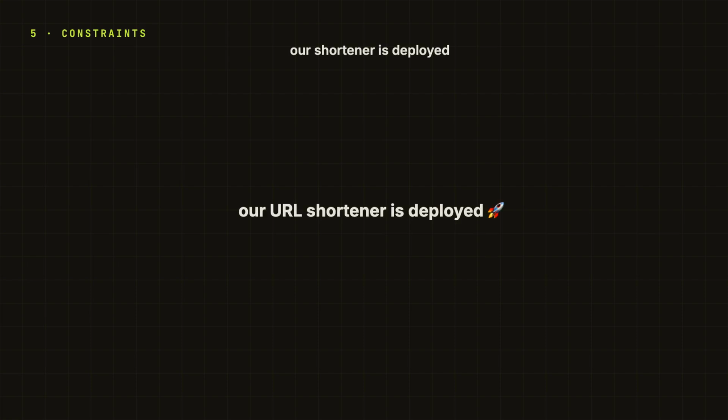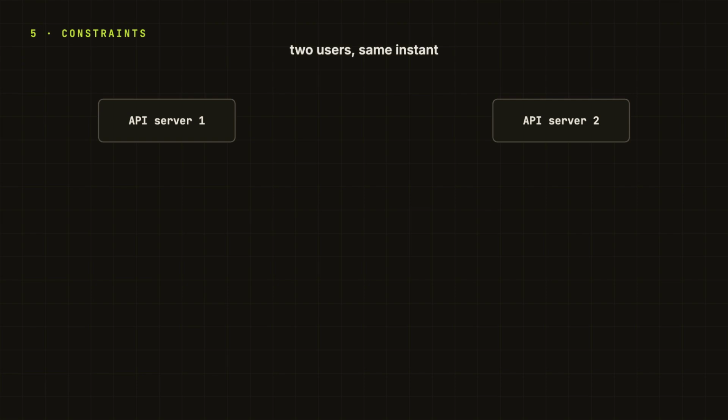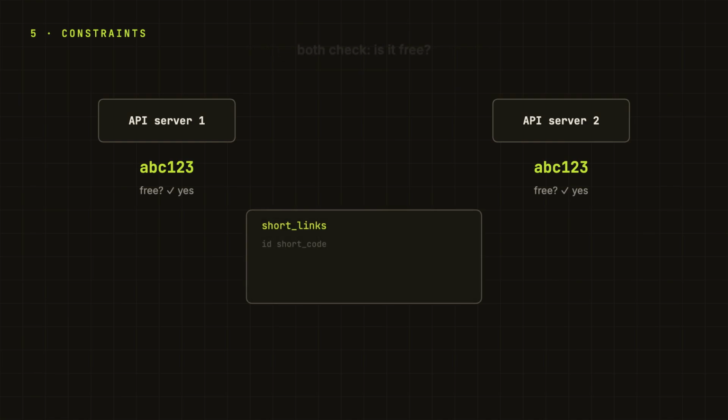Let's assume our URL shortener is deployed now. Two users create links at the same time. Two API calls generate the same shortcode ABC123. Both API calls quickly check, is this code free? Both see yes. So both insert. Now the database has two rows with the same shortcode.